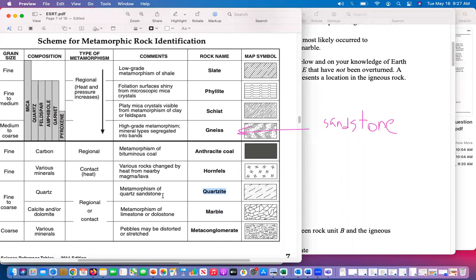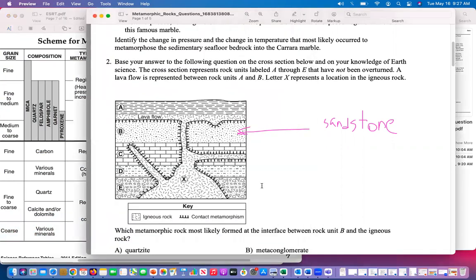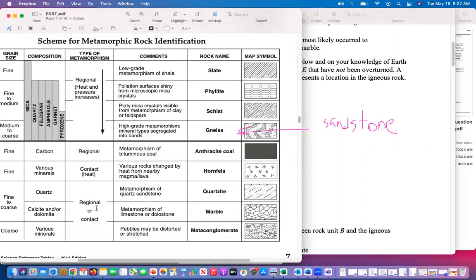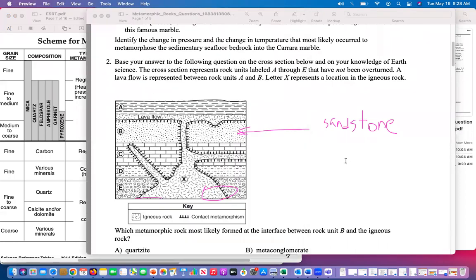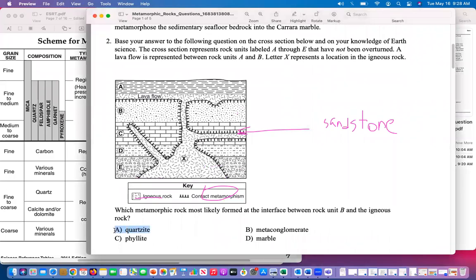All right? You see how quartzite is a metamorphism of quartz sandstone, and all of these rocks can form from regional or contact metamorphism. So the fact that I see contact metamorphism means it has to be a rock that can change through contact metamorphism. And so that's the reason why it is quartzite, because it took sandstone, went through metamorphism to turn into quartzite. And so it is choice A.